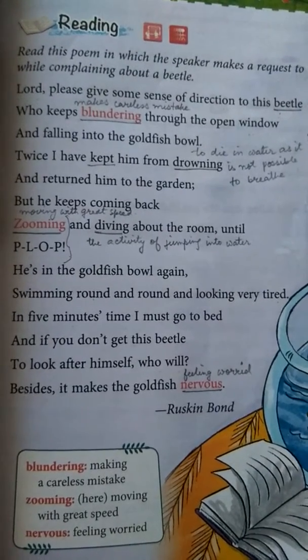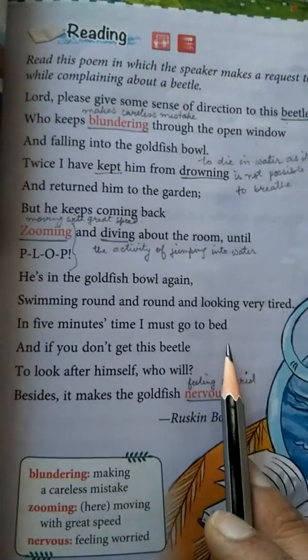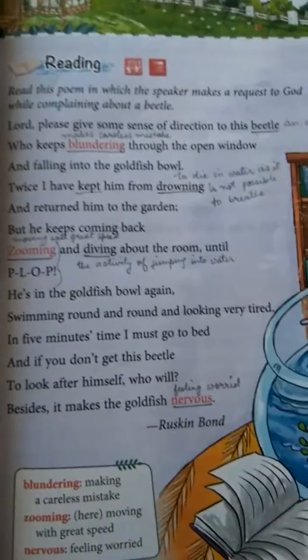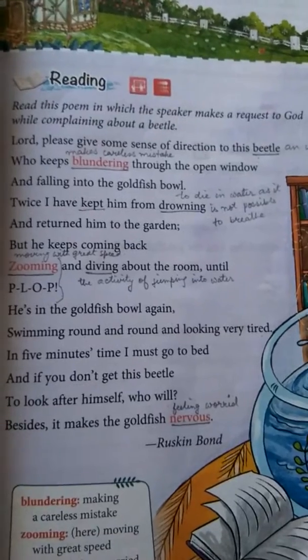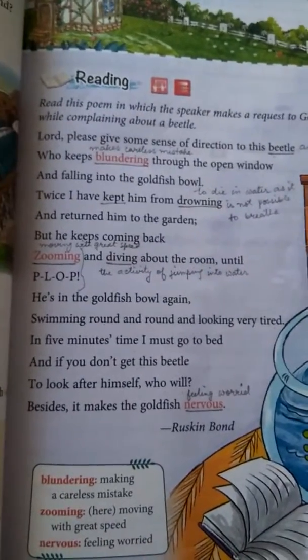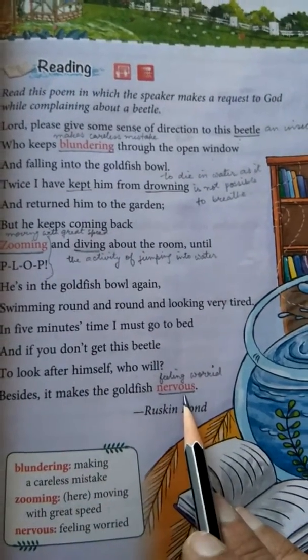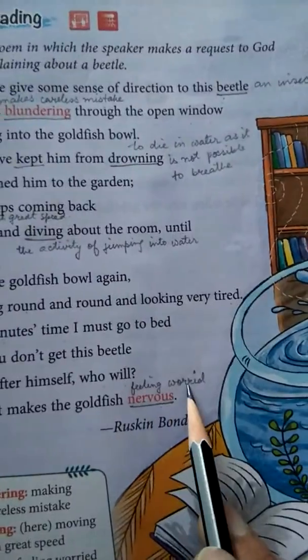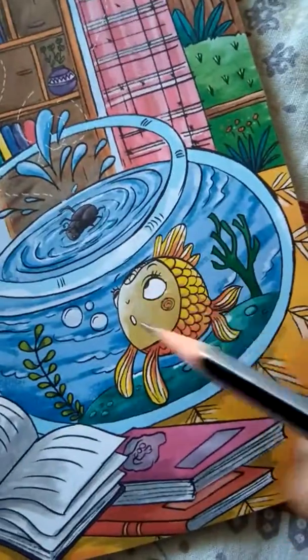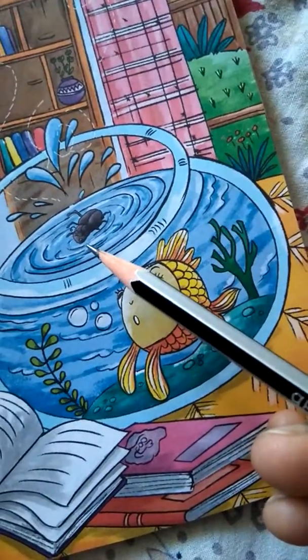So God, if you don't get this beetle to look after itself, if you don't give him the sense of direction, then who is going to look after this beetle? Besides, it makes the goldfish nervous. Nervous means feeling worried. So here you can see that the goldfish is also nervous on seeing the beetle.